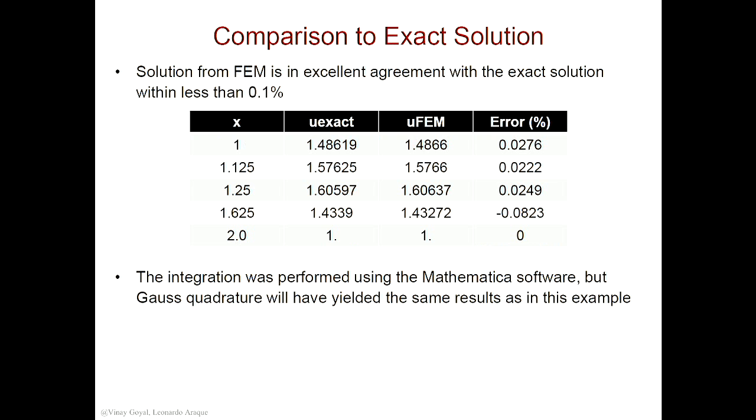And guess what? U exact and U finite elements, at the different nodes I was solving for. And the error was less than 0.1%. Less than 0.1%. Actually, I'm being very generous here. I was actually rounding things off to make it probably worse. But it's really, really nice. 0.1%. And I use the integration within Mathematica. It's NIntegrate in Mathematica.